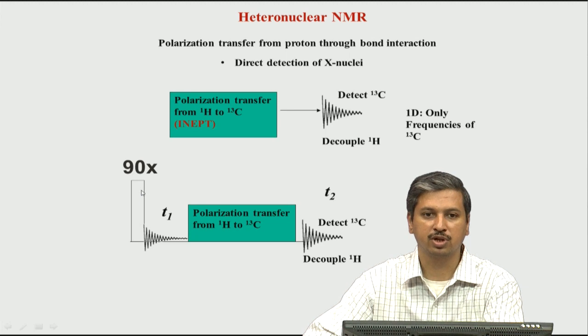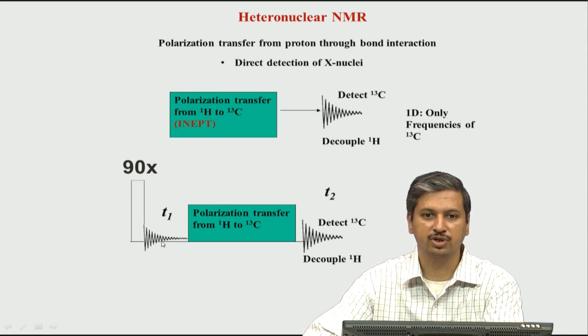Okay, so you apply this pulse on the hydrogen proton, then the proton comes to the xy plane and it starts evolving because of the chemical shift. That means it starts oscillating based on its chemical shift value, and that period during which it oscillates we call t1. Then you transfer the polarization to carbon.